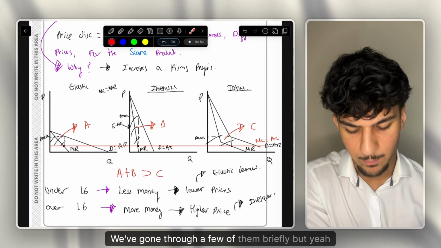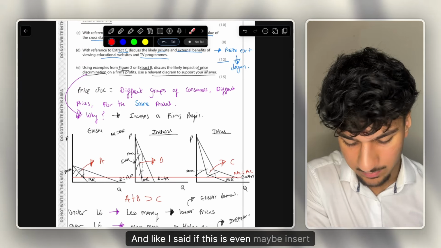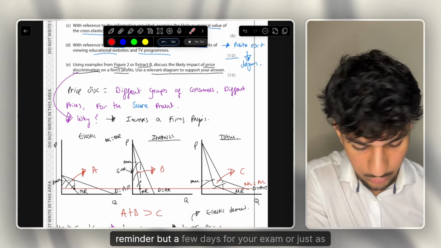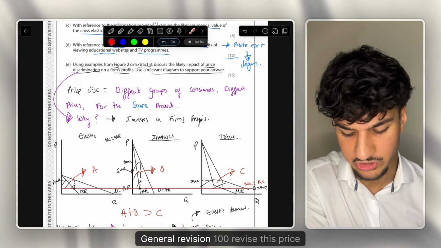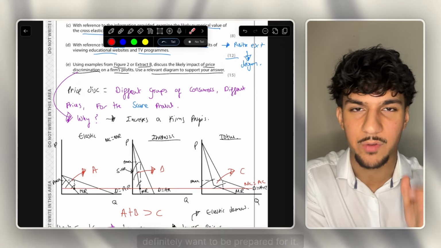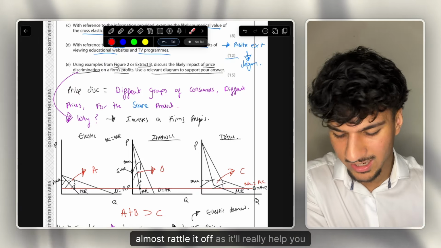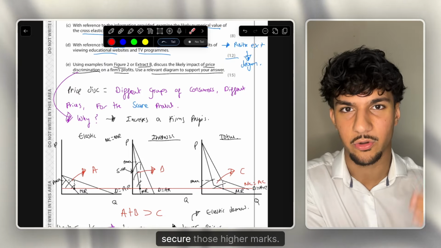We've gone through a few of them briefly, but I hope that helps with these 50-mark questions. And like I said, maybe set a reminder a few days before your exam, or just as general revision, 100% revise this price discrimination question. As this comes up, you definitely want to be prepared for it. You want to have a decent model answer where you can just almost rattle it off, as it will really help you secure those higher marks.